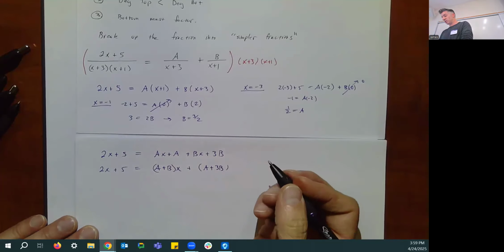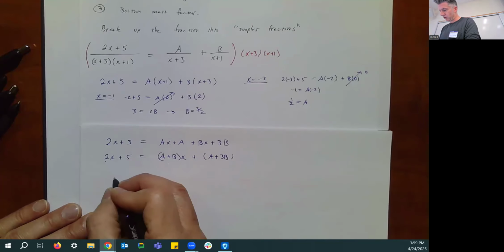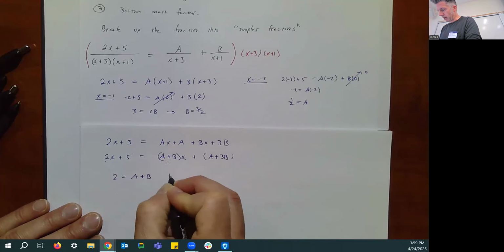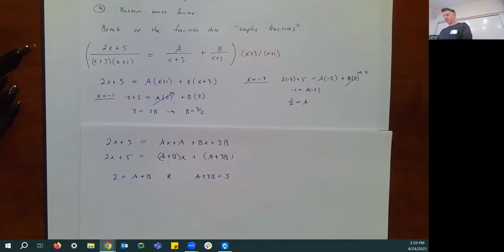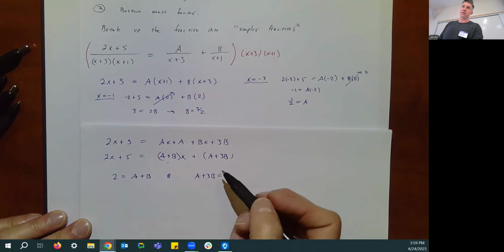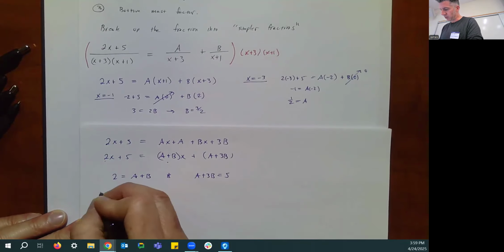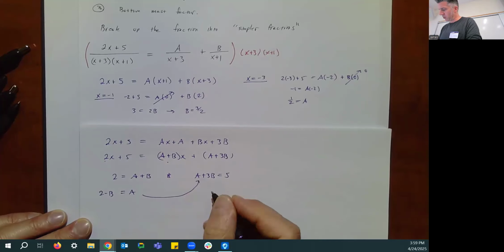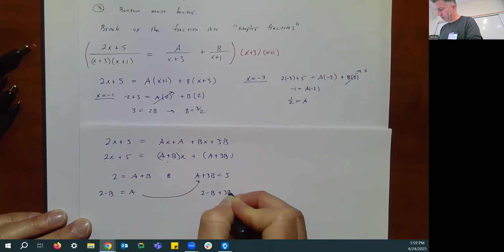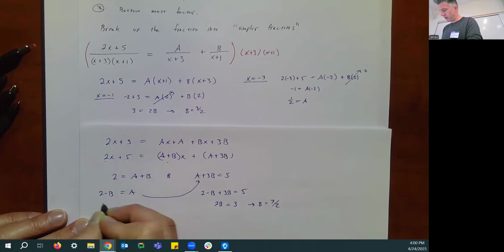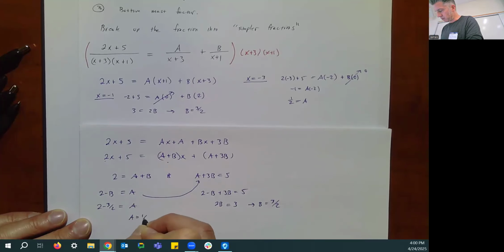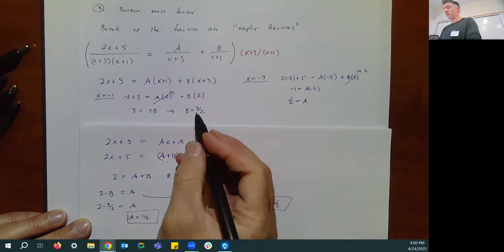And then you can set up a system of equations where a plus b has to equal 2, and a plus 3b has to equal 5. And then you can solve that system by, I don't know, solving for a here and plugging it in there. Like a equals 2 minus b, plug that in over there. You get 2 minus b plus 3b is equal to 5. So 2 times b equals 5 minus 2. So b equals 3/2. And then plug that back in over here. And 2 minus 3/2 equals a, which equals 1/2. The same things we got right there.